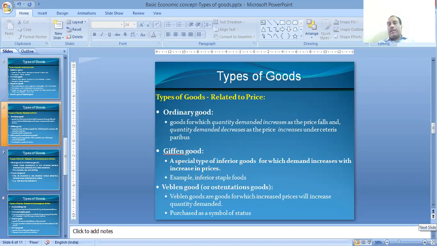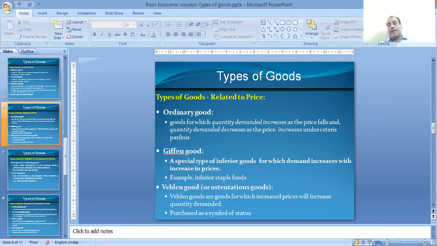Then there are types of goods which are related to price. Based on price, we can categorize goods into different types, and one is ordinary goods. Ordinary goods are those for which quantity demanded increases as the price falls, and quantity demanded decreases as the price increases, under ceteris paribus conditions. Ceteris paribus, as I have already explained, means other things remain the same. So only price is changing, other factors are constant, and under such a situation the quantity demanded increases as the price falls. These are called ordinary goods.